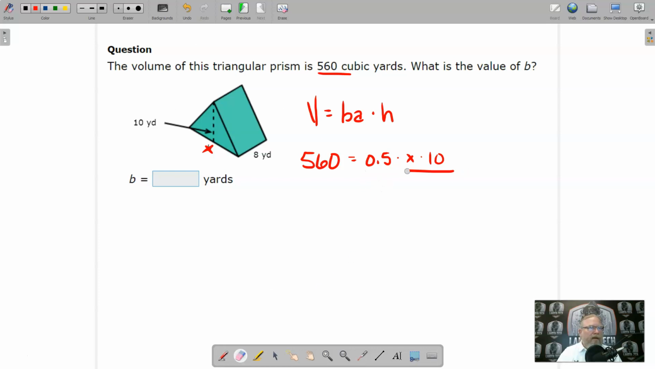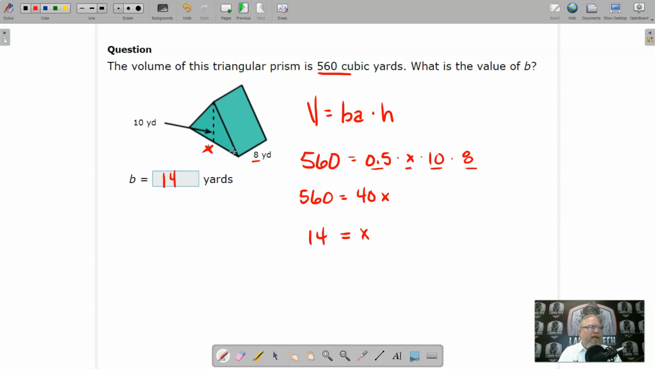And then after that, we need to go ahead and multiply also by the height here. And the height is 8. So multiply times 8. So 560 equals, let's do the 0.5 times 10 times 8. Well, 10 times 8 is 80. And 1/2 of 80 is 40. And bring down the variable x. Now let's divide both sides by 40. And 560 divided by 40 equals 14. And there we are. X equals 14.